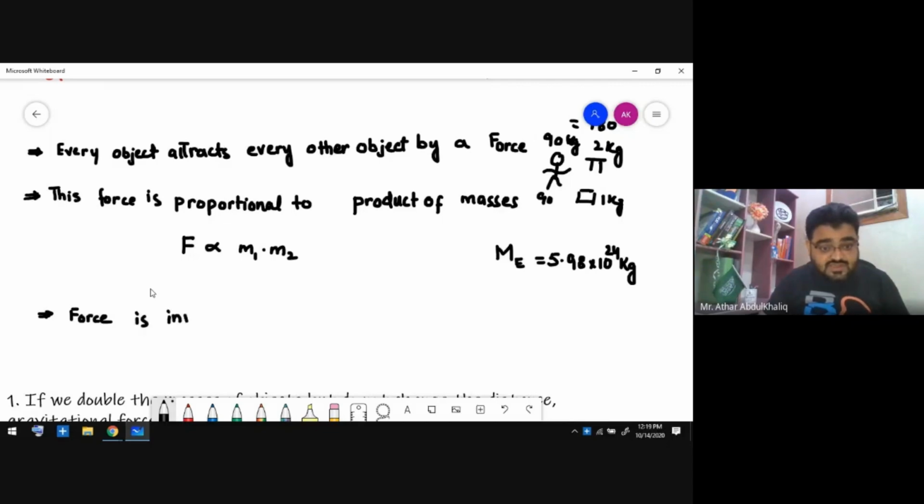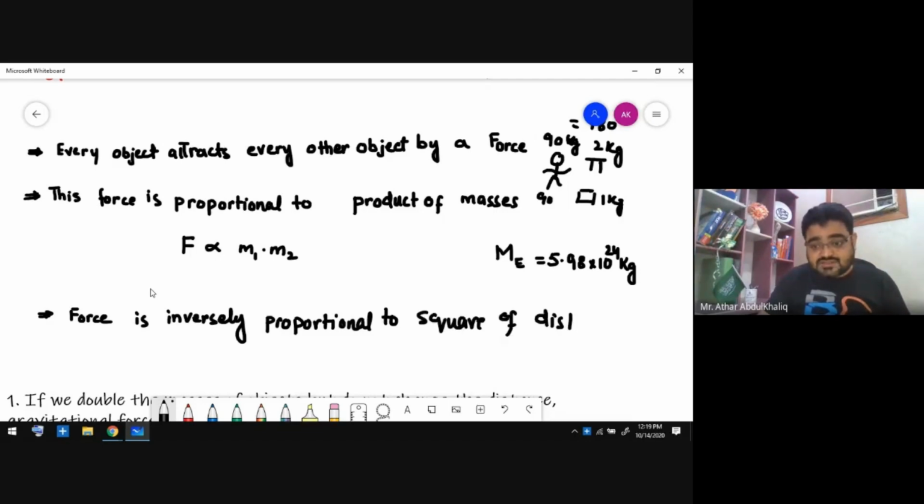Force is inversely proportional to the square of the distance between them. So distance we denote with d. He said that F is inversely proportional to the square of the distance.